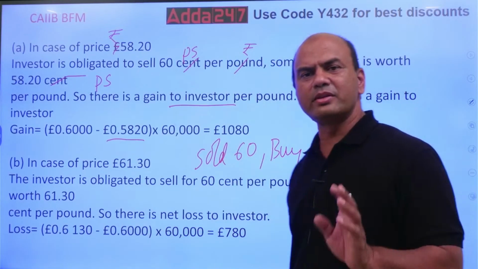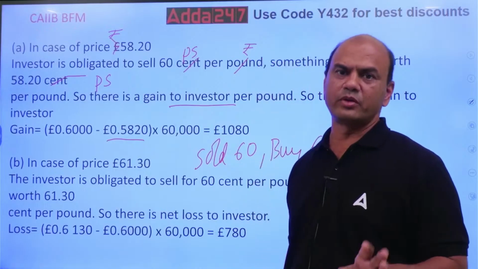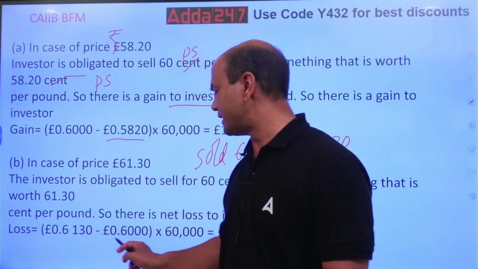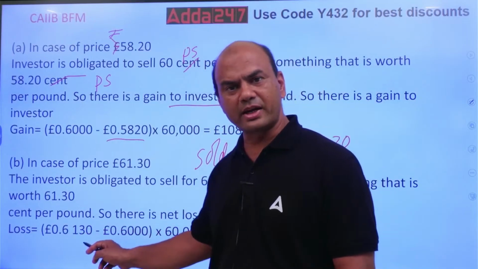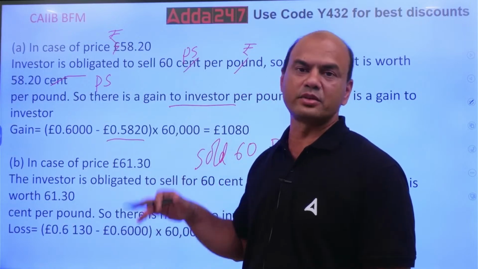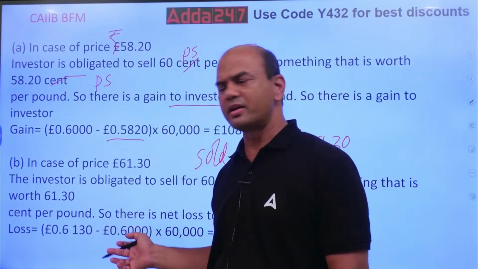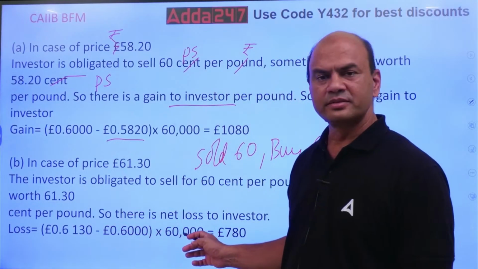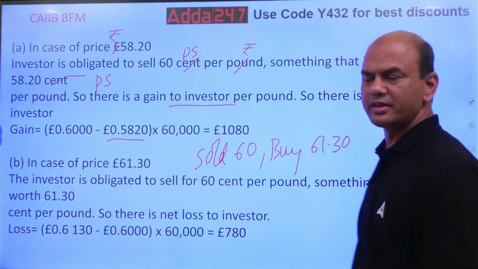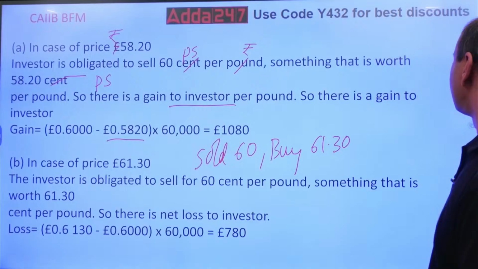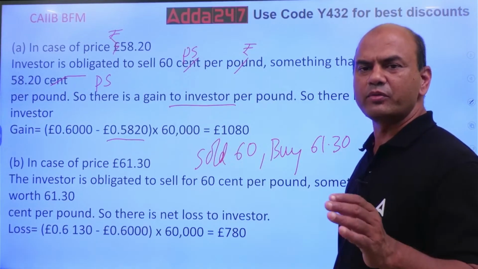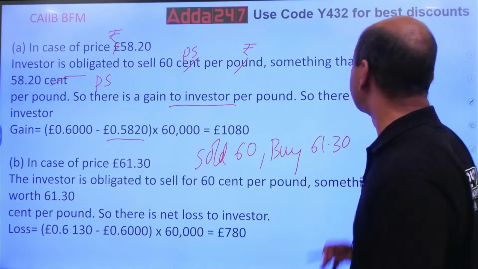Isn't it? Simple logic is: at what rate do I buy and at what rate do I sell? Got it? So 0.6130 minus 0.6. If you subtract it, divide it by 100, because this is cents and this is pounds, or this is paise and this is rupees. So divide it by 100 and multiply it with 60,000. So the zeros will go, and whatever remains is this 780. Okay? Got it everyone? Clear? Simple calculation: buy at what rate, sell at what rate, and that's the difference.